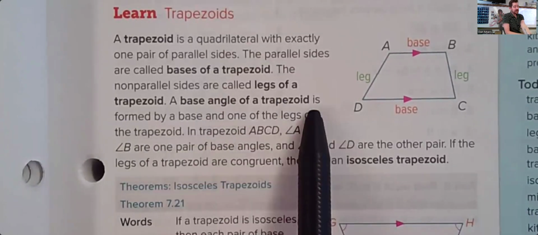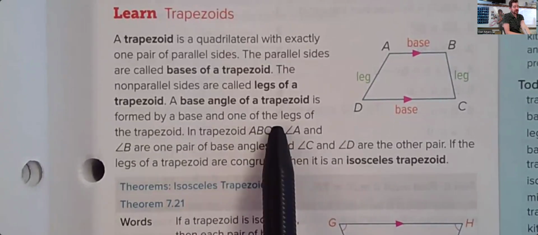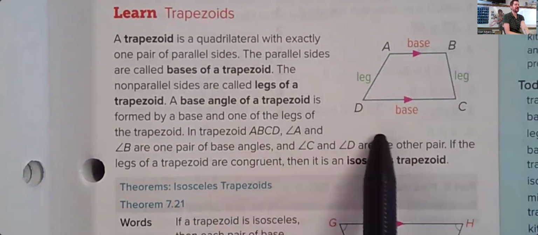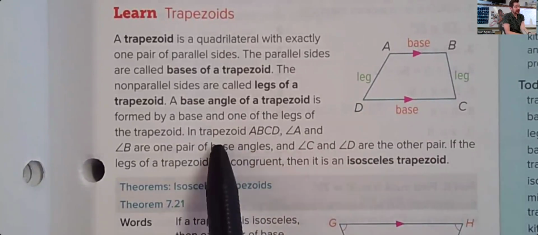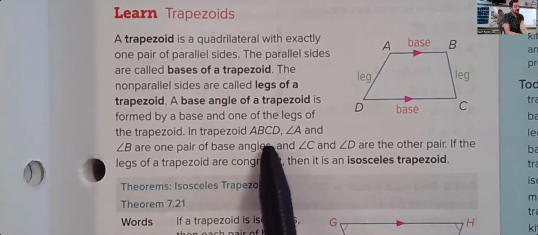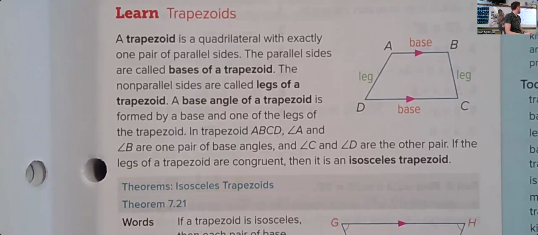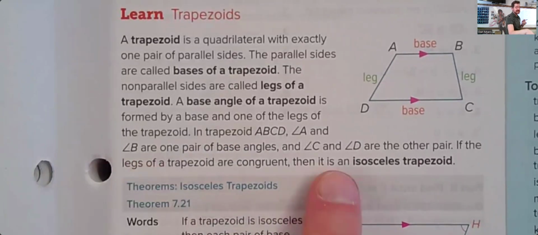A base angle is an angle formed by a base and one of the legs in a trapezoid, which basically means that all of them are base angles, right? Because if a base angle is an angle formed by a base and a leg, is there an angle in here that isn't formed by a base and a leg? I don't think so. I think they're all base angles. Anyway, in this particular trapezoid, angle A and angle B are one pair of base angles. And this is where base angles actually make a little more sense because you have to use them in pairs as opposed to individually, because individually they're all base angles. However, A and B are one pair of base angles. C and D are another pair.